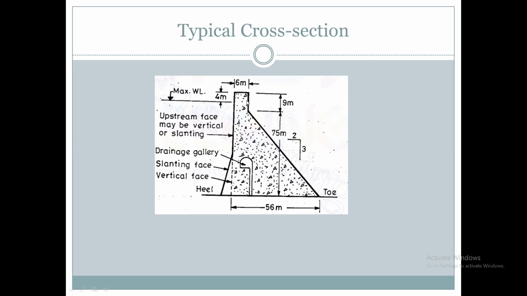On the downstream side, this face is 9 meter. The slanting apex of this triangle is at 9 meter from the top bund level, and the total height of this triangle is 75 meter on the downstream side. The slope is 2:3 on this inclined surface on the downstream side. This is the toe. This is the heel of the dam. A drainage gallery is provided inside the dam to release the uplift pressure, to reduce the uplift pressure below the base of the dam.